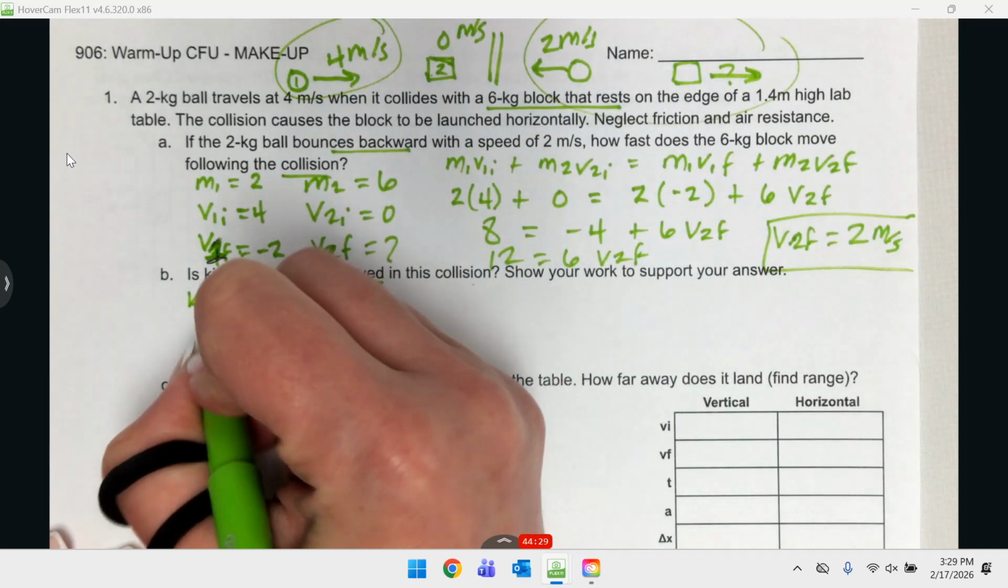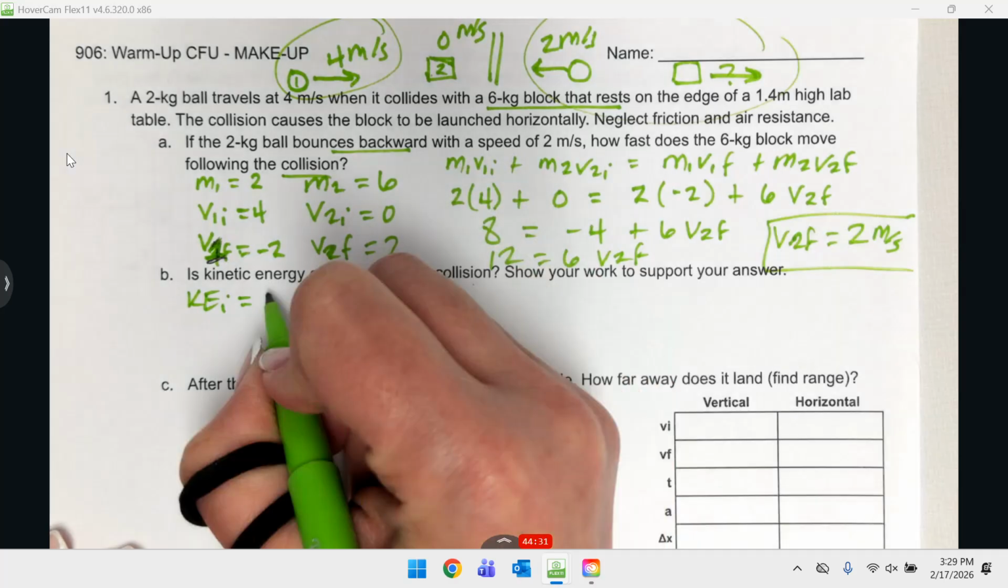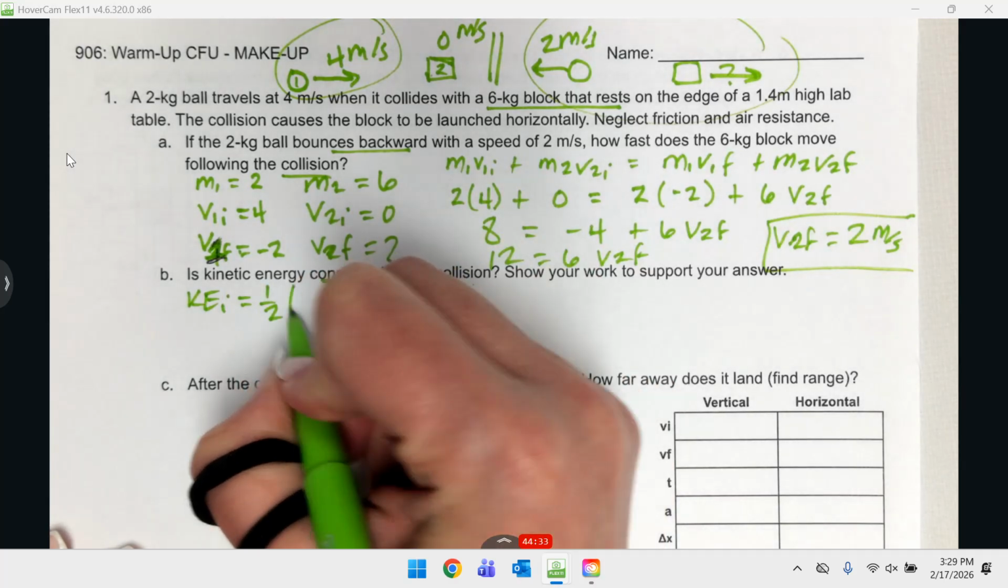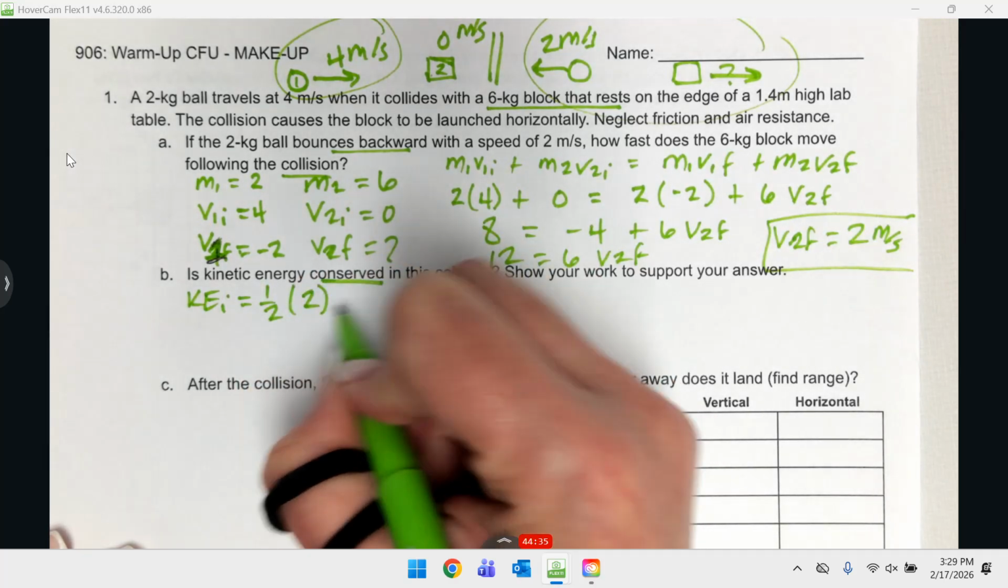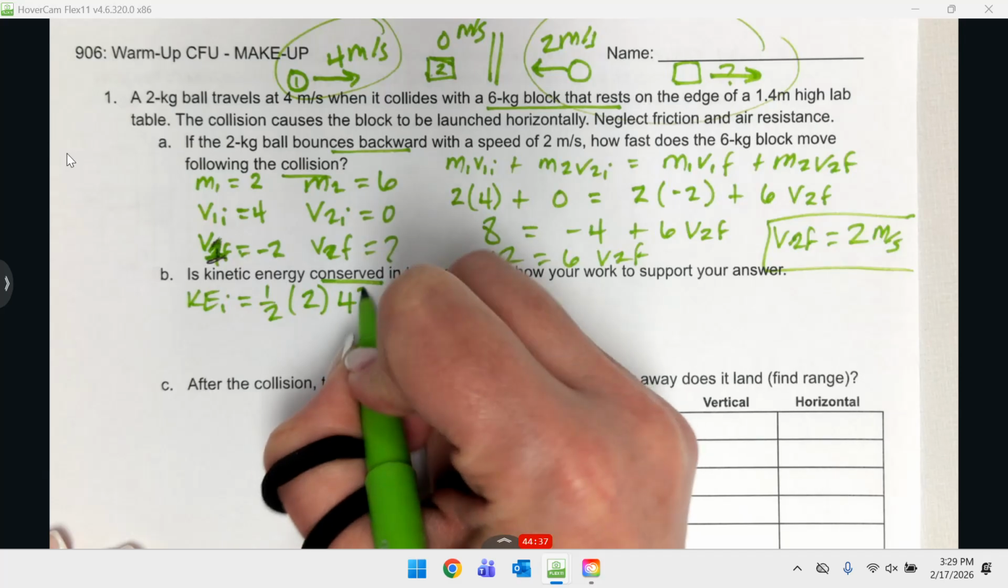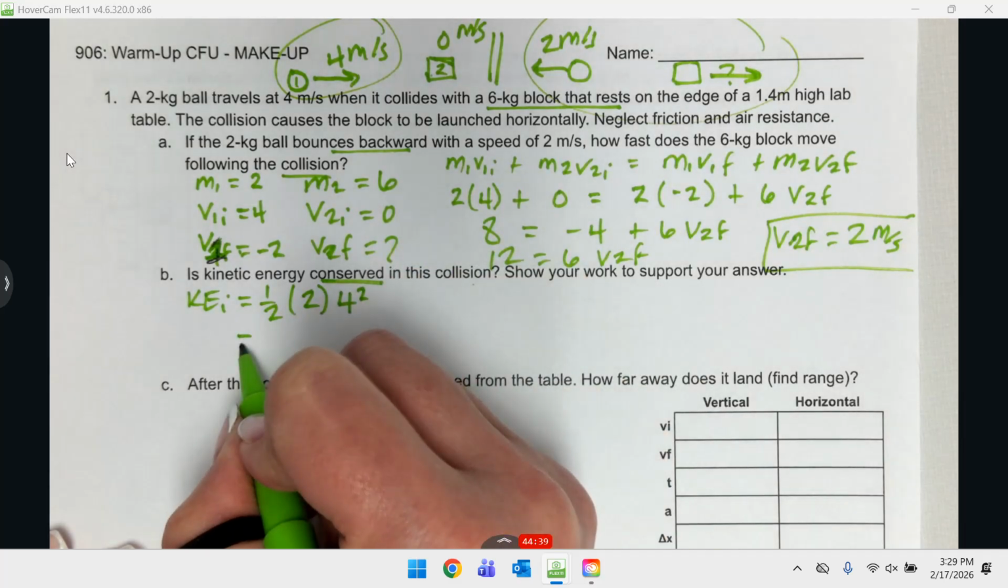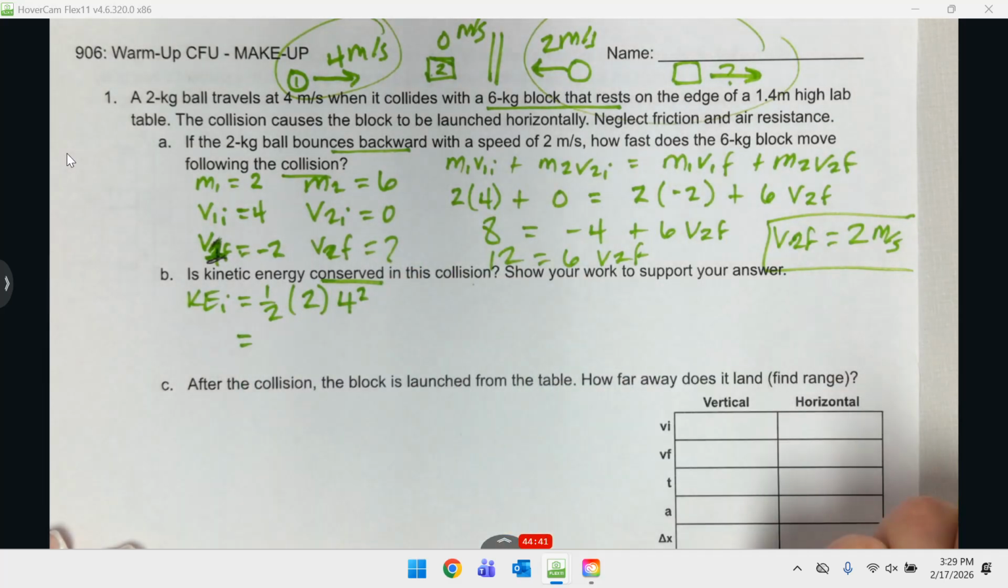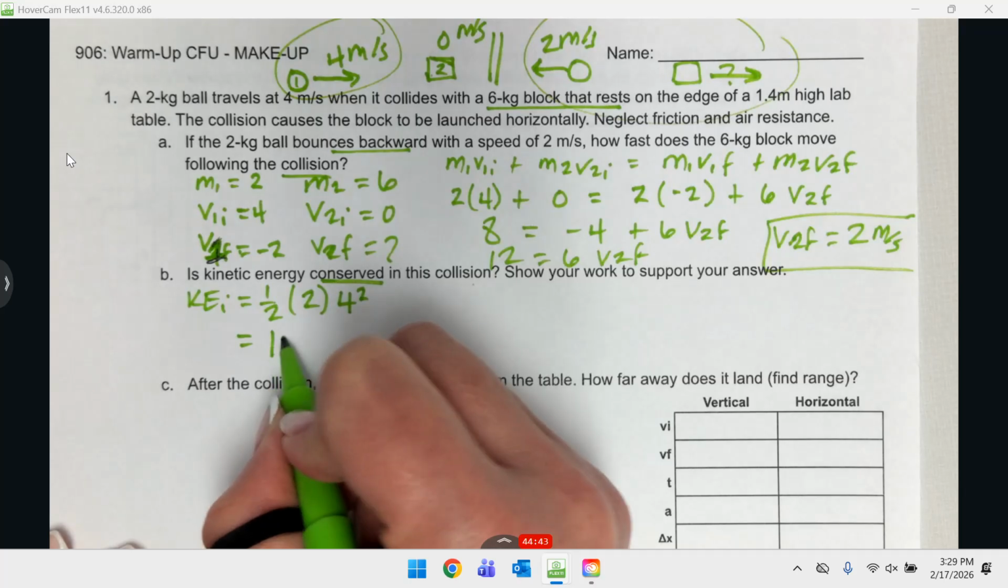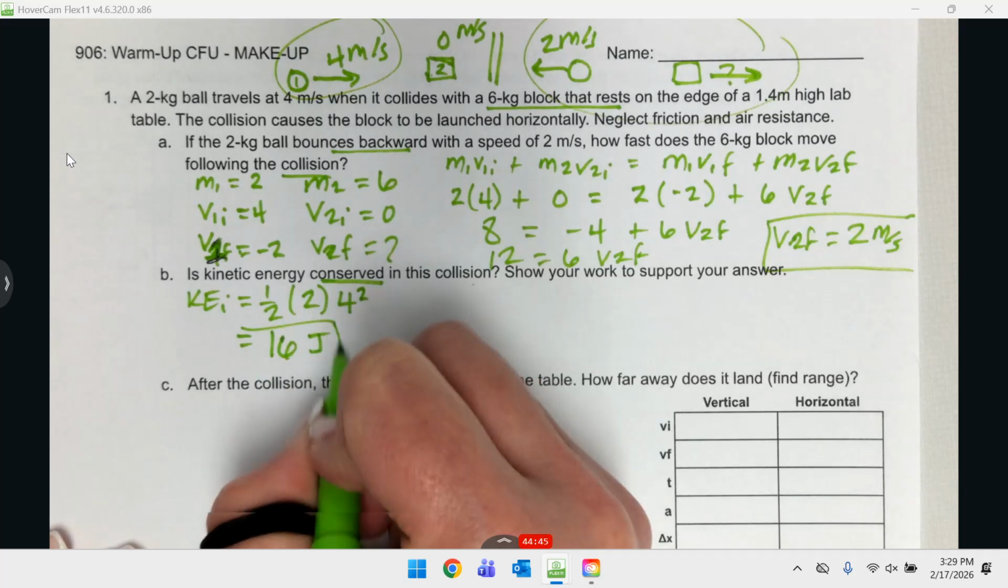just the ball. So the initial kinetic energy is 1/2 the ball's mass, which is 2, times the ball's velocity, 4 squared. So the initial amount, half of 2, of course, is 1. So 1 times 16. That's your initial amount.